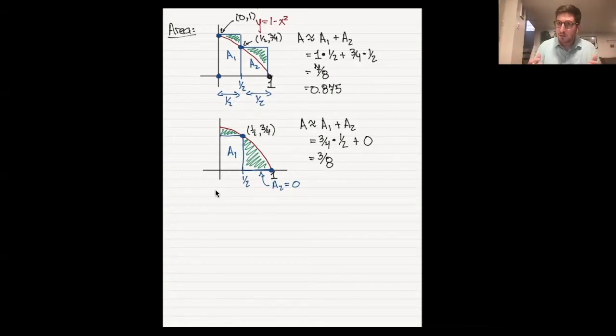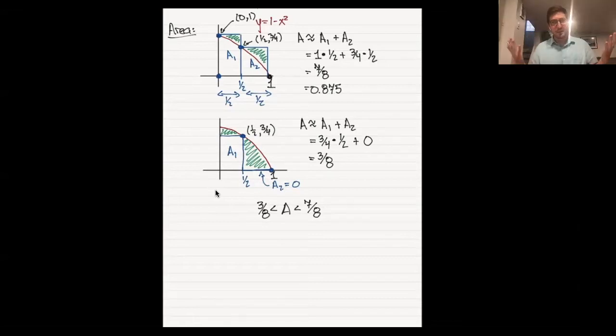Well, this gives me some bounds on my area, right? In the first case, I overestimated. So I know that my area is smaller than 7/8. In the second case, I underestimated. So that tells me my area is bigger than 3/8. Not bad, right? Because this tells me something that I didn't start with. This tells me that my area has to lie between 3/8 and 7/8. That's an interval of width 1/2.